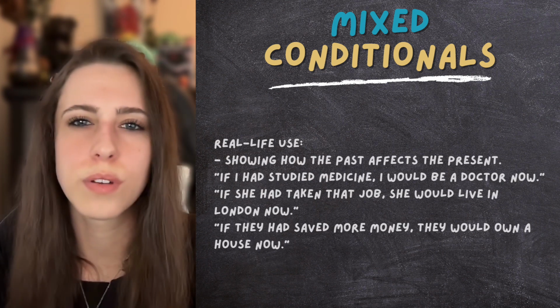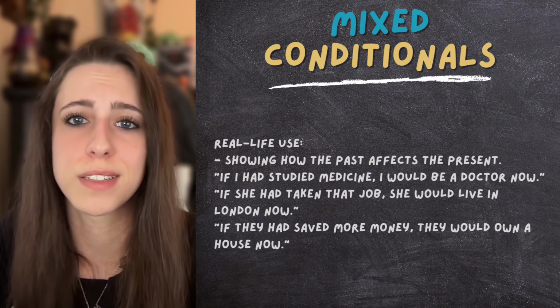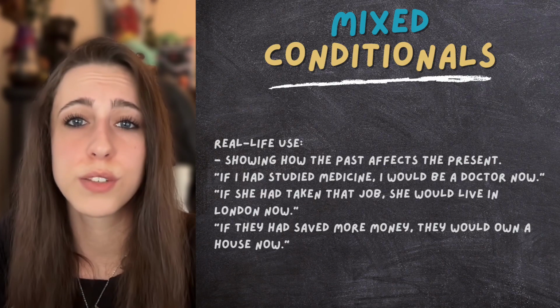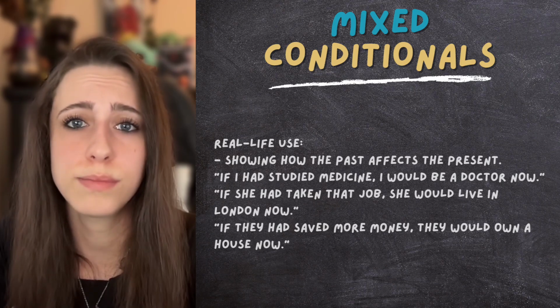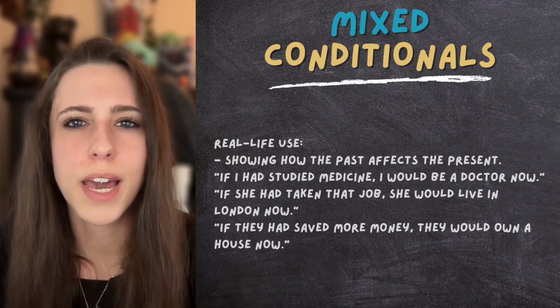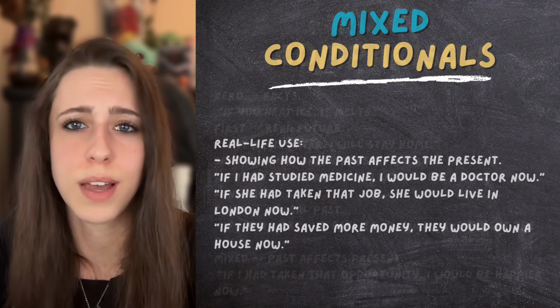Real life use of the mixed conditional is to show how the past affects the present. For example, if I had studied medicine, I would be a doctor now. If she had taken that job, she would live in London now. And third, if they had saved more money, they would own a house now.